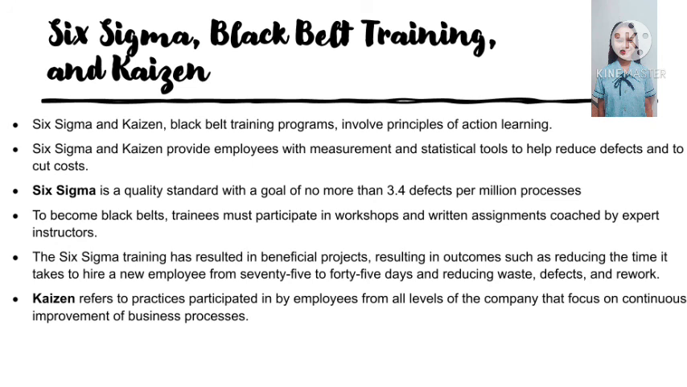The Six Sigma training has resulted in beneficial projects with outcomes such as reducing the time it takes to hire a new employee from 75 to 45 days and reducing waste, defects, and rework. So, si Six Sigma training ay nagre-resulta sa beneficial project tulad ng pagre-reduce ng time para mag-hire ng tauhan. Kaizen refers to practice participated in by employees from all levels of the company that focus on continuous improvement of business process. Kaizen naman ay tumutukoy sa pangkalahatan, kasama ang iba't ibang levels ng organization chart, including the big bosses to improve business processes.